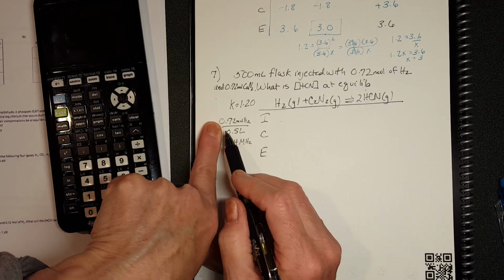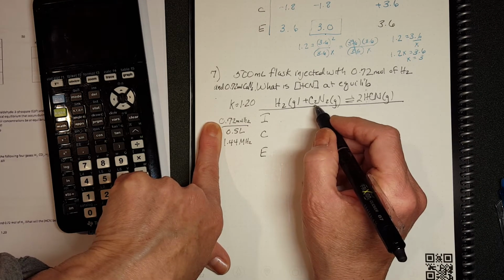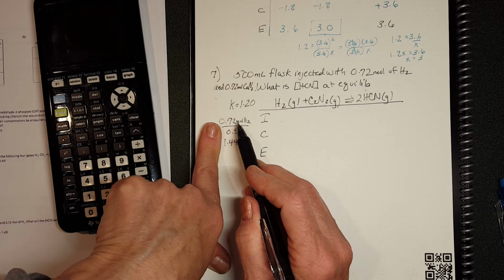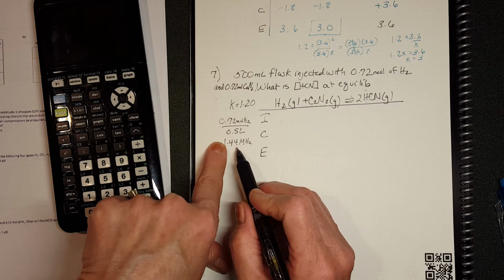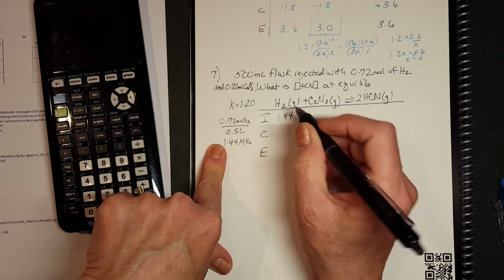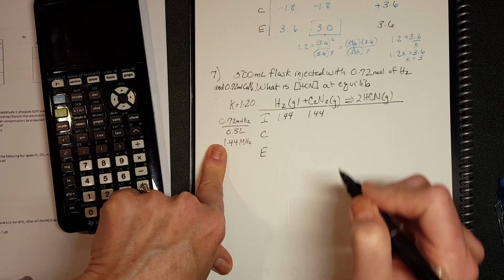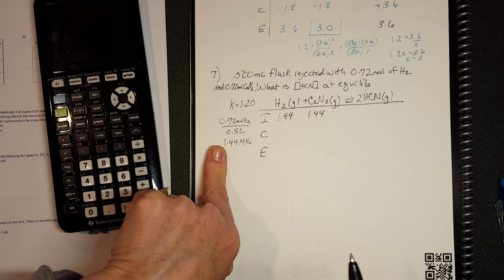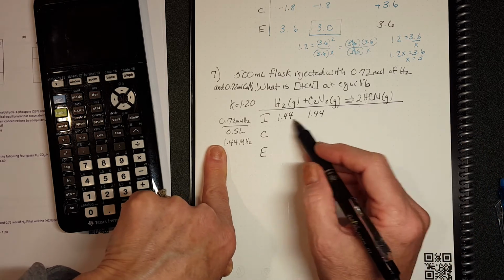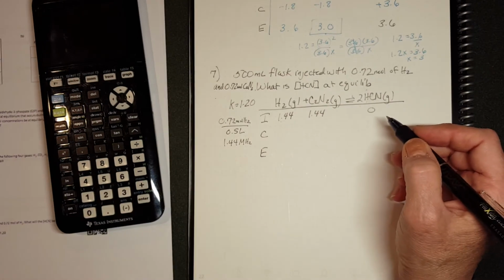And since we're given that we have a flask and we inject some H2 and some C2N2, we need to find their concentrations. So 0.72 moles of H2 divided by 0.5 liters is 1.44 molarity of H2. And since it's the same number of moles for the C2N2, we'll also have 1.44 molarity of the C2N2. Technically we should have 2 sig figs here, but I'll go ahead with these for right now. We have no HCN in the flask.